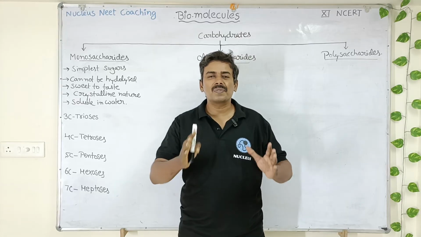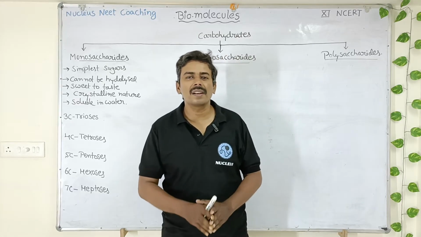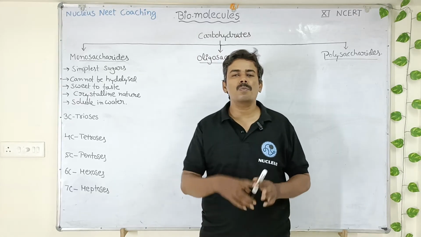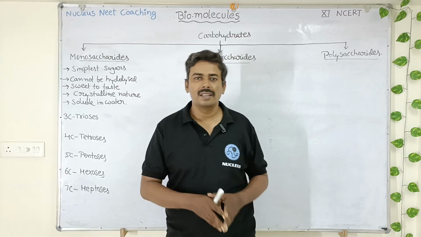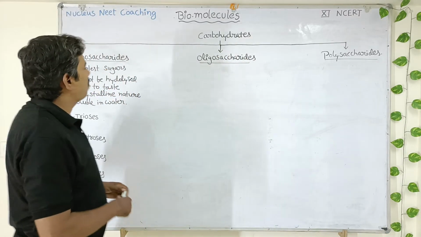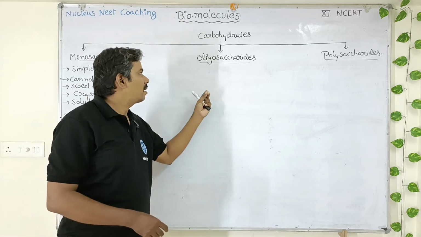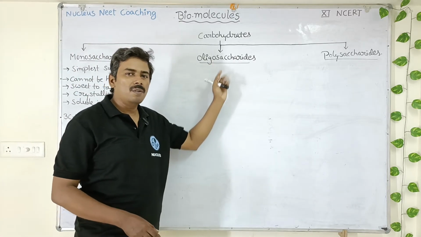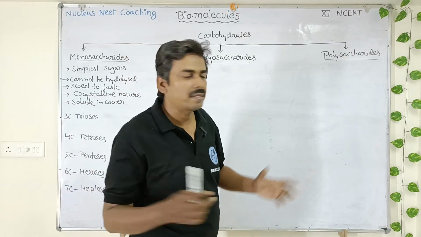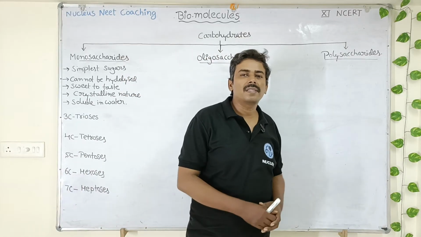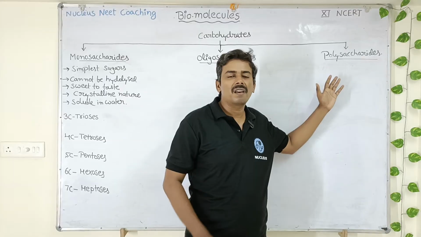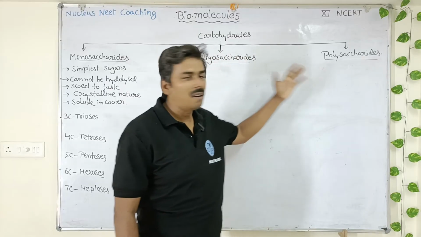Students, now let us see classification of carbohydrates. Carbohydrates can be classified into three groups based upon their complexity. The most simple type of carbohydrates are monosaccharides, a little bit more complex carbohydrates are oligosaccharides, and the most complex carbohydrates are polysaccharides. They have the highest molecular weight, about 10,000 daltons.